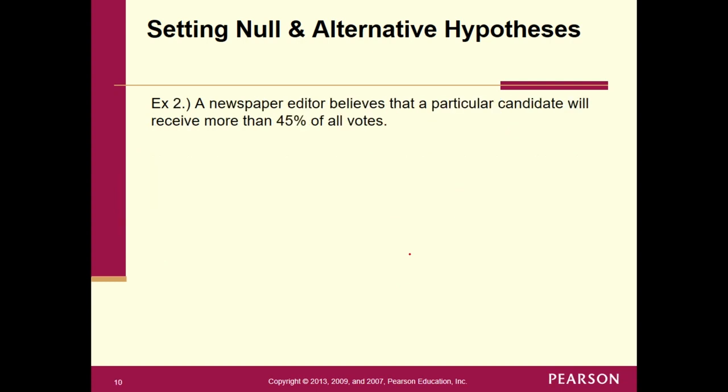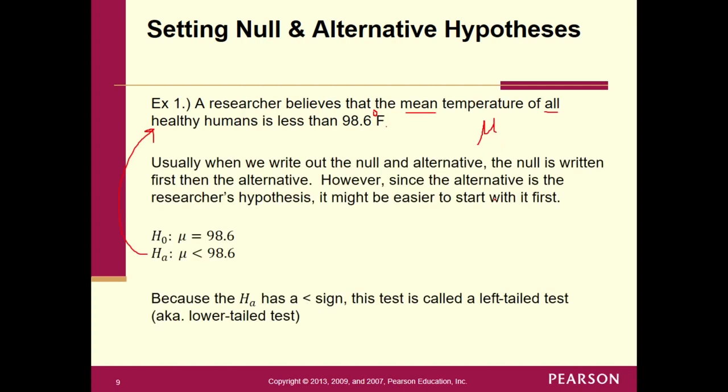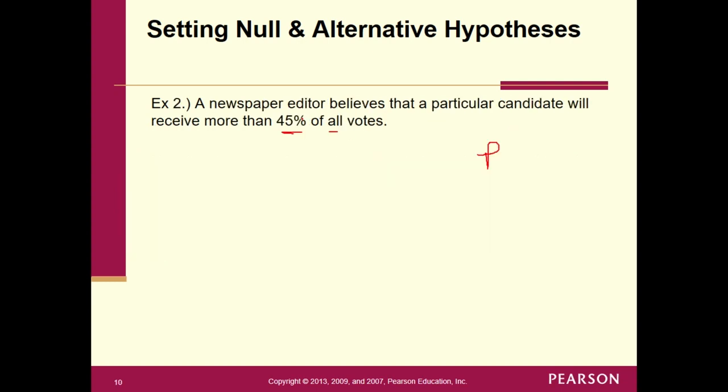Example number 2. A newspaper editor believes that a particular candidate will receive more than 45% of all votes. So notice here we're talking about a proportion now, or a percentage, of some sort of population. And what is that parameter? That's p. Now what's the difference between this one and this one? Why are we using mu here and why are we using p here? Well, notice that this problem dealt with a variable that was quantitative, temperature. Here, this is who the person is going to vote for, right? And so what is that? That's categorical. And so you change over to proportions or percentages.